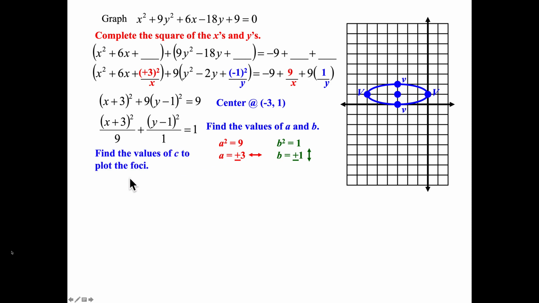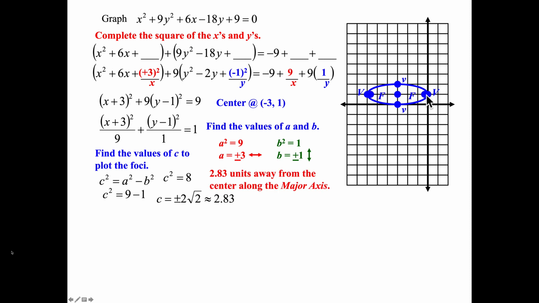We can still find the foci. Big minus small. A squared minus b squared. 9 minus 1 is 8. Okay, square root of 8 simplifies to 2 radical 2. The decimal version is 2.83, so you will almost be right on top of that vertex there with that point for F.